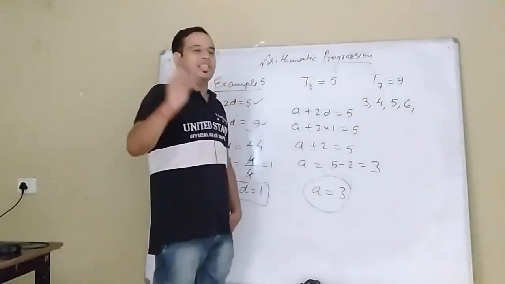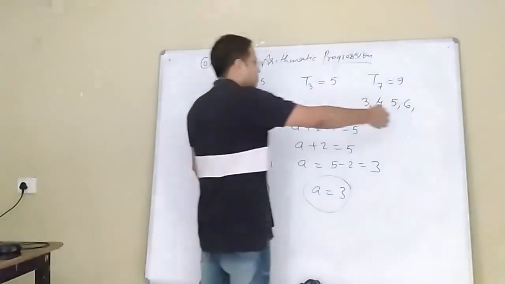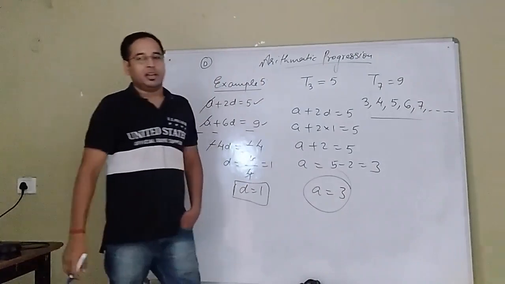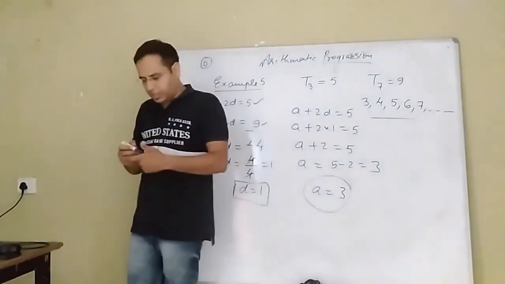फोर्थ टर्म में कॉमन डिफरेंस ऐड करेंगे तो मिलेगा फिफ्थ टर्म, that is 7. So this is the required अरिथमेटिक प्रोग्रेशन. ओके, चलो फिर आगे देखते हैं नेक्स्ट एग्जांपल.